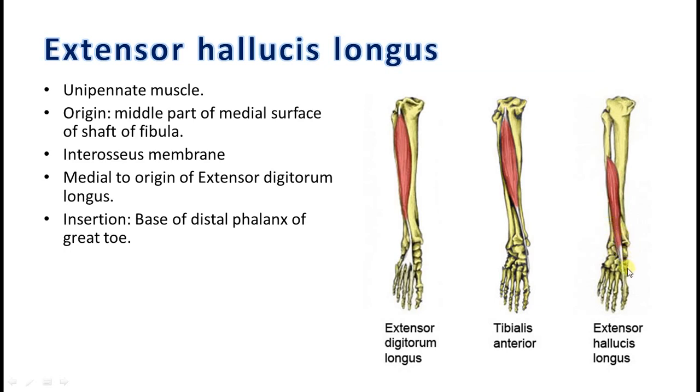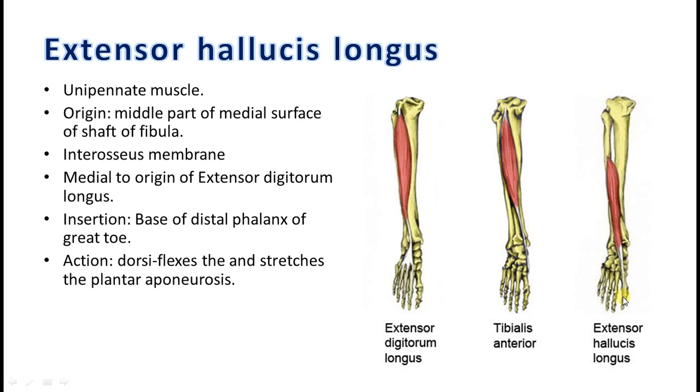It crosses from medial to lateral side. The tendon actually crosses the anterior tibial vessel and the nerve from lateral to the medial side, and then it is getting inserted into the distal phalanx of great toe. So the main action of extensor hallucis longus is dorsiflexion.